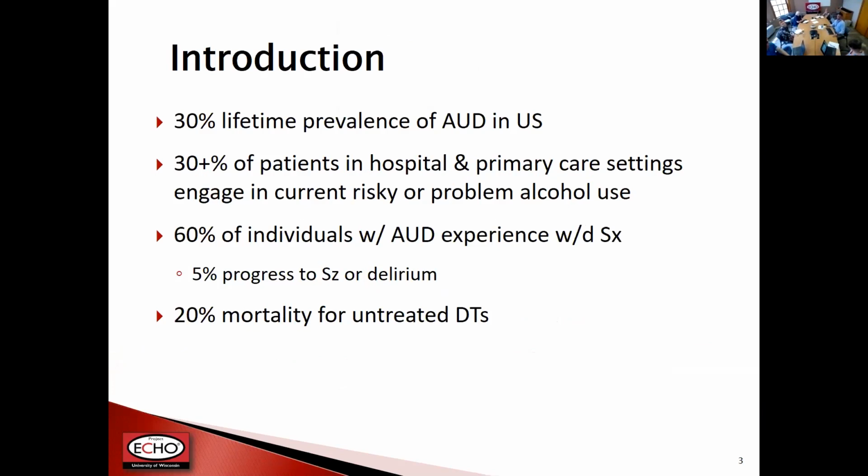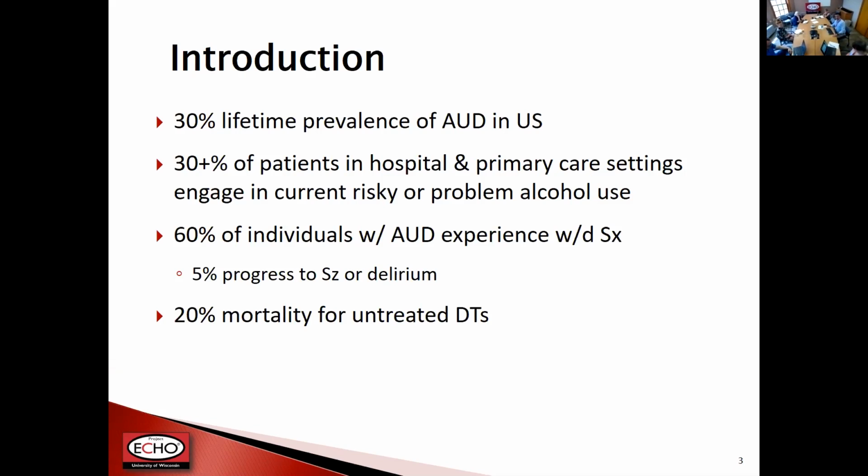So by way of brief introduction and background, at-risk and problem alcohol use or alcohol use disorders are incredibly common in the United States with close to 30% lifetime prevalence, and that prevalence is even higher when you look at settings like hospital inpatient and primary care, and has been estimated to be as high as 40%. So this is an issue certainly to have on your radar, to be talking to patients, particularly in those settings, about it.